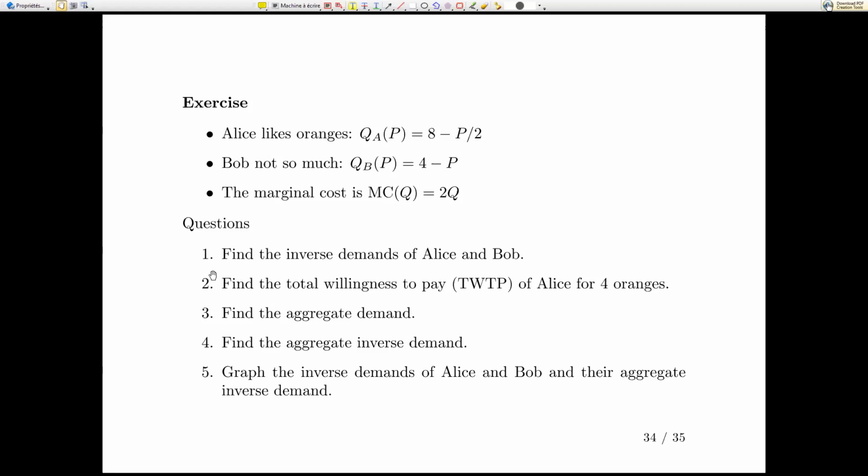So first, find the inverse demands of Alice and Bob. So pick a piece of paper or pick your computer and find it. Once you know it, then maybe write it in the chat. Then find the total willingness to pay for Alice for 4 oranges. Then find the aggregate demand. This is more work.